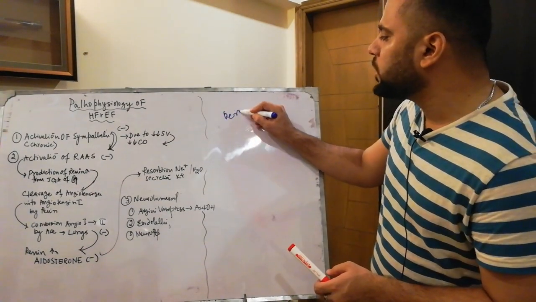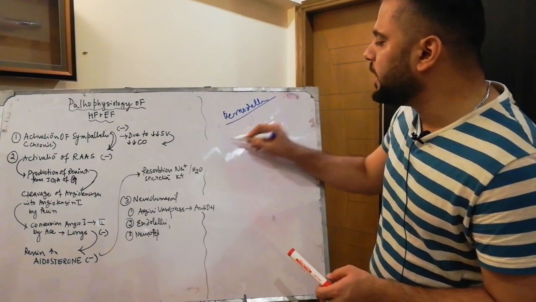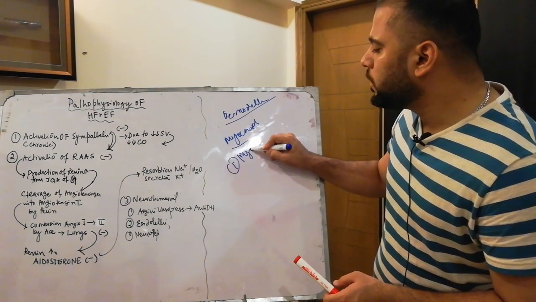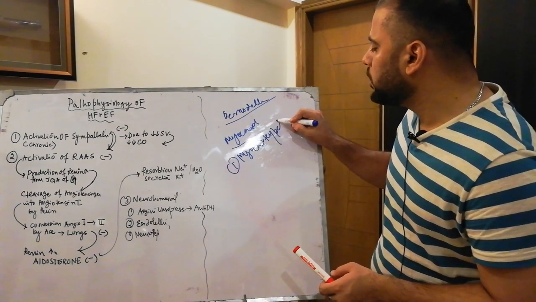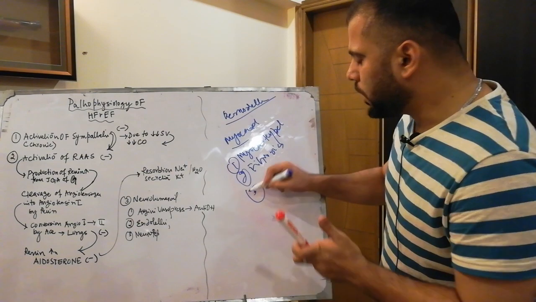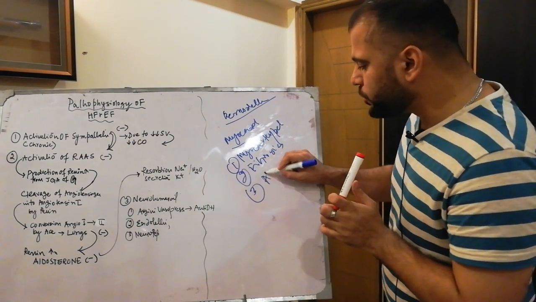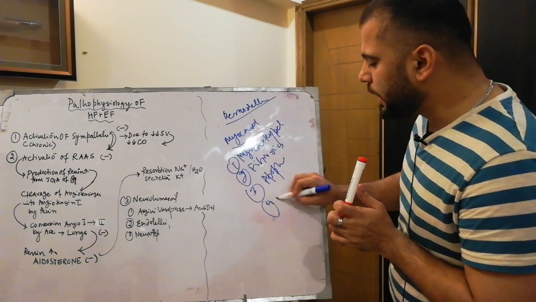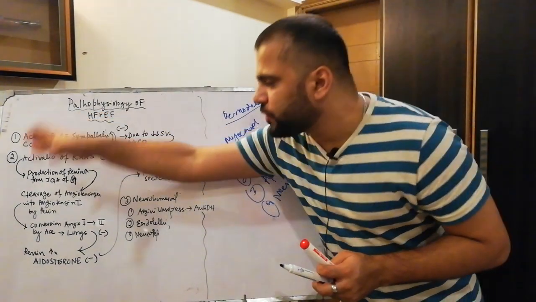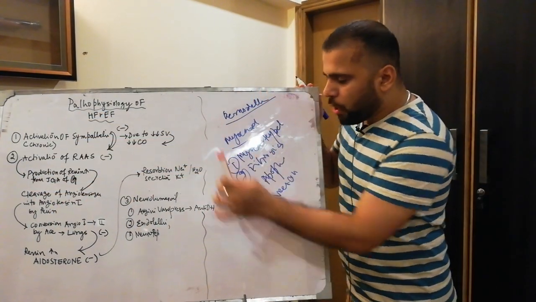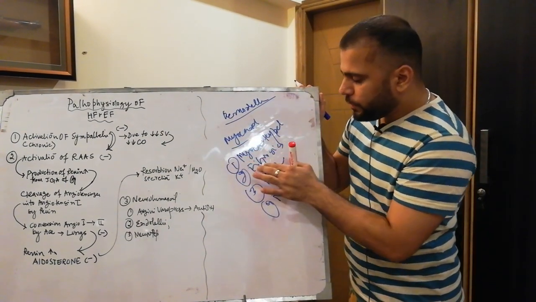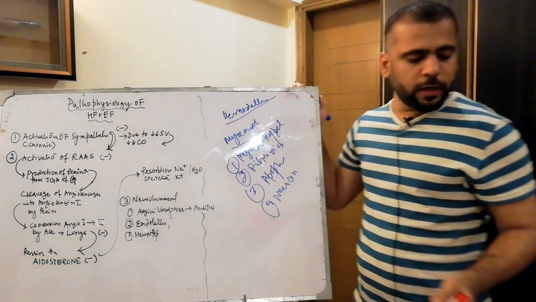Remodeling actually causes a few things in the myocardial cells. Number one, myocardial hypertrophy; number two, fibrosis; number three, apoptosis; and number four, necrosis. Remodeling is caused by these three systems at the molecular level in the myocardial cell, and it causes myocardial hypertrophy, fibrosis, apoptosis, and finally necrosis of the myocardial cells.